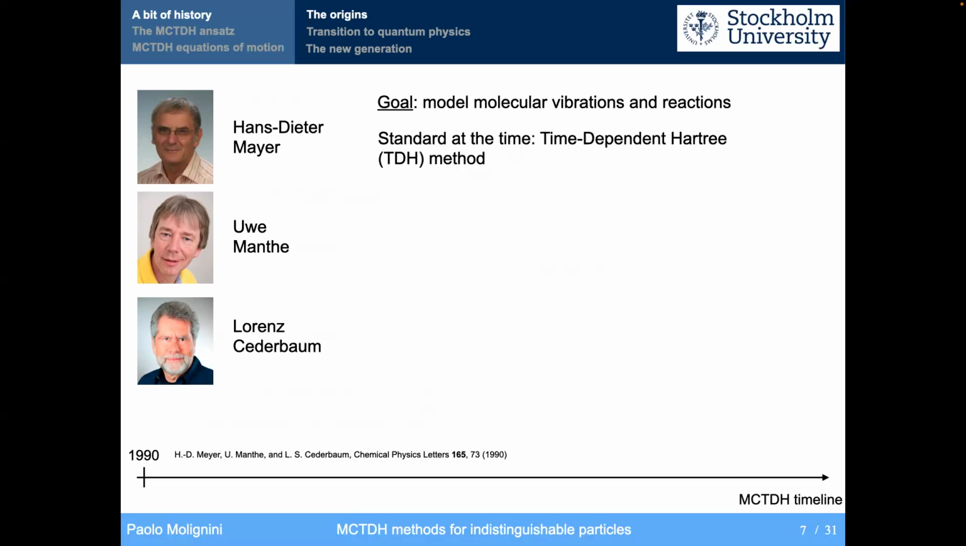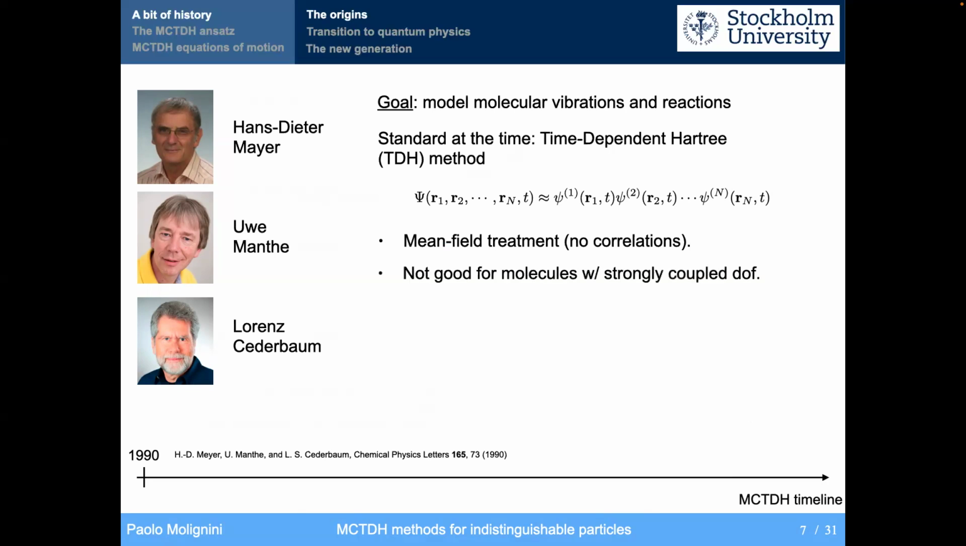And the method of choice at the time, the standard, was to use time-dependent Hartree, which is a method in which you take your many-body wave function and you simply decompose it into a product of single particle wave functions. So it's kind of like a mean field treatment, a mean field approximation. The problem is that being mean field, it does not allow you to treat correlations. And so if you want to look at molecules that have strongly coupled degrees of freedom, like benzene, or molecules where the electrons are highly delocalized, this will not be a very good approximation.